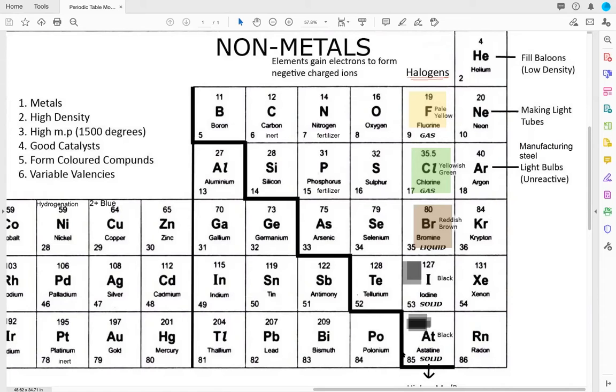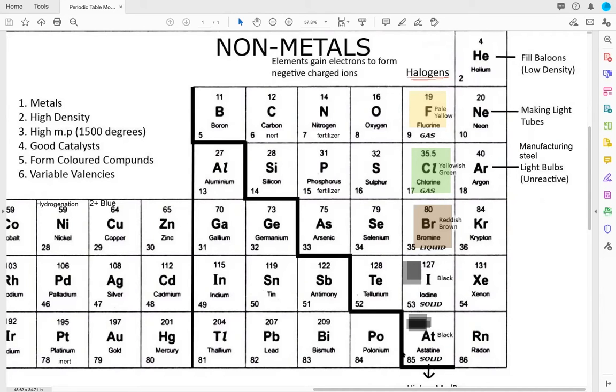Basically the ones at the top are gases, and as we go down the group they become solids. So the attractive forces between the molecules increases. Excellent. Very good. So the attractive forces between these particles are increasing. And the attractive forces are basically coming from the electrons.